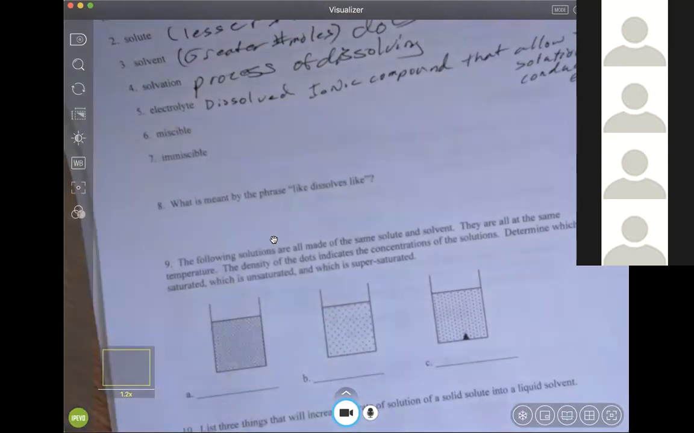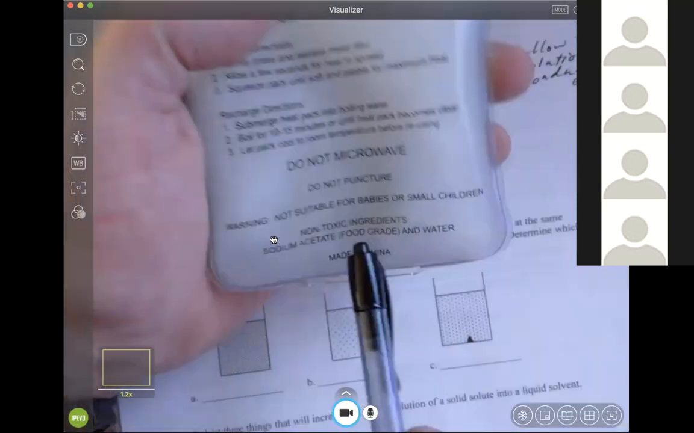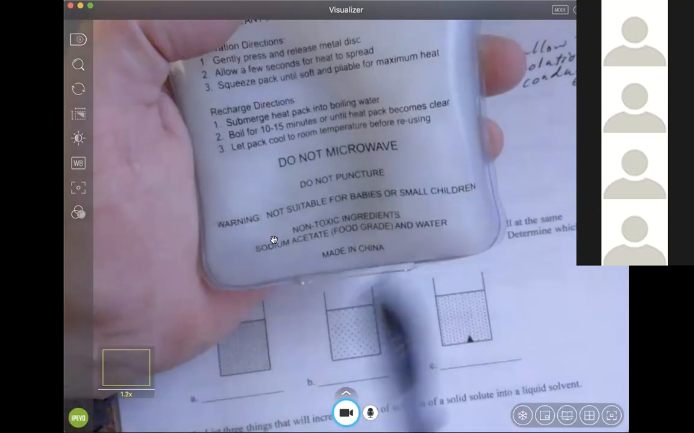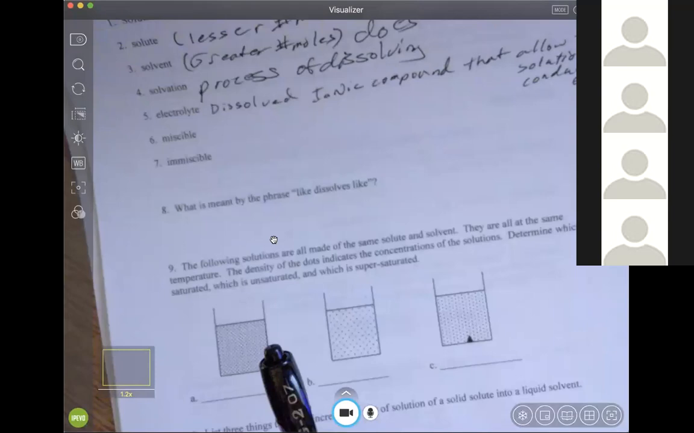Not suitable for babies though. That's funny. It actually tells you how to make it. Sodium acetate, food grade, and water. We use laboratory grade, but yeah. All right, so what is this solution right here?